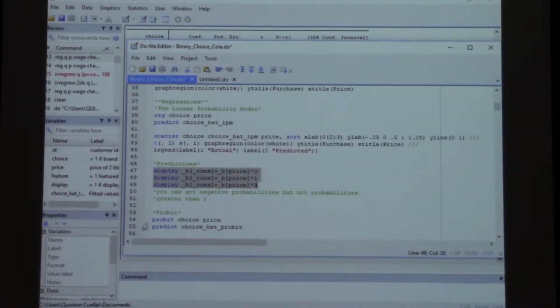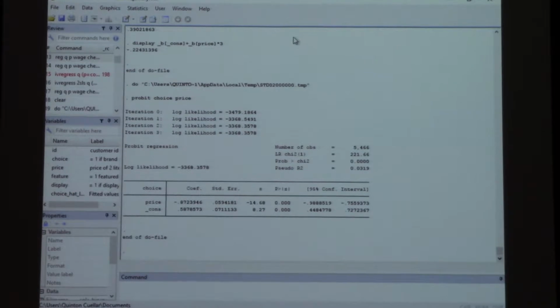All right. Let's go to the probit model. So what's the command for probit? Anyone want to guess? Probit. Yeah. Probit. Pretty basic. There's our output. This one converged pretty quickly, even faster than the one in PowerPoint.